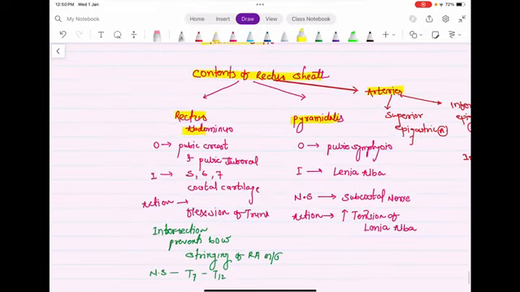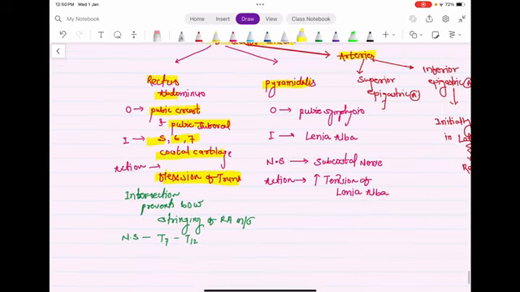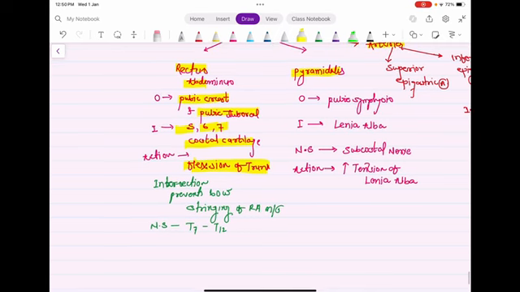Okay, rectus abdominis originates from the pubic crest and pubic tubercle, and it is inserted into the 5th, 6th and 7th costal cartilage, and its action is flexion of the trunk. It also prevents bowstringing of the rectus abdominis muscle. The nerve supply is T7 to T12.